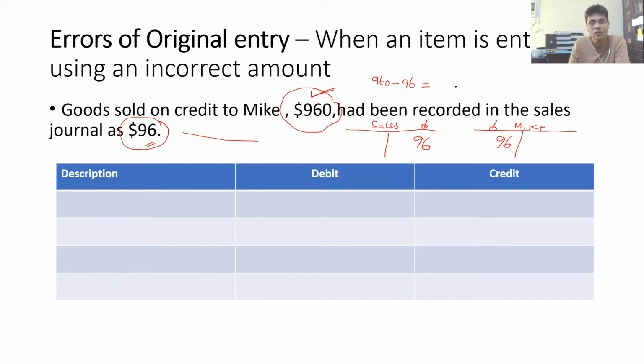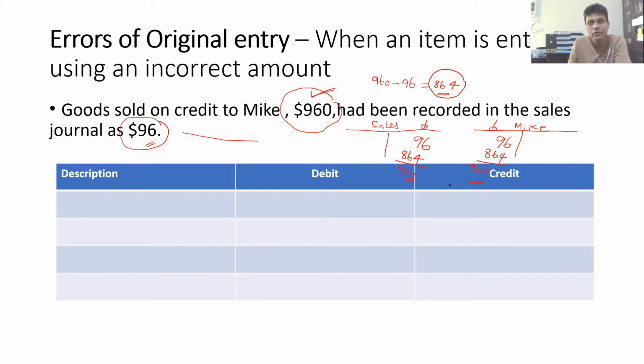960 minus 96, how much? 864. So 864 less by your sales account, less by your debtors account. What you should do? You should credit your sales account and debit your debtors account. So thereby you will get 960 and 960. This is the actual value. This should have been the actual value.